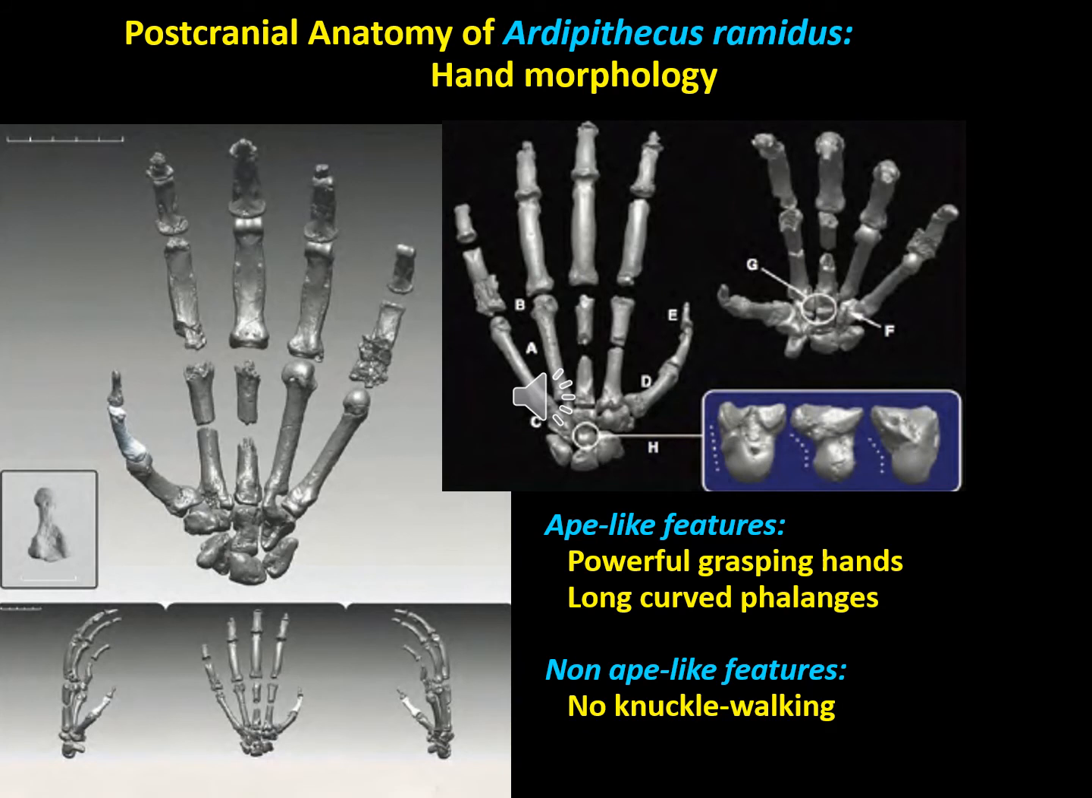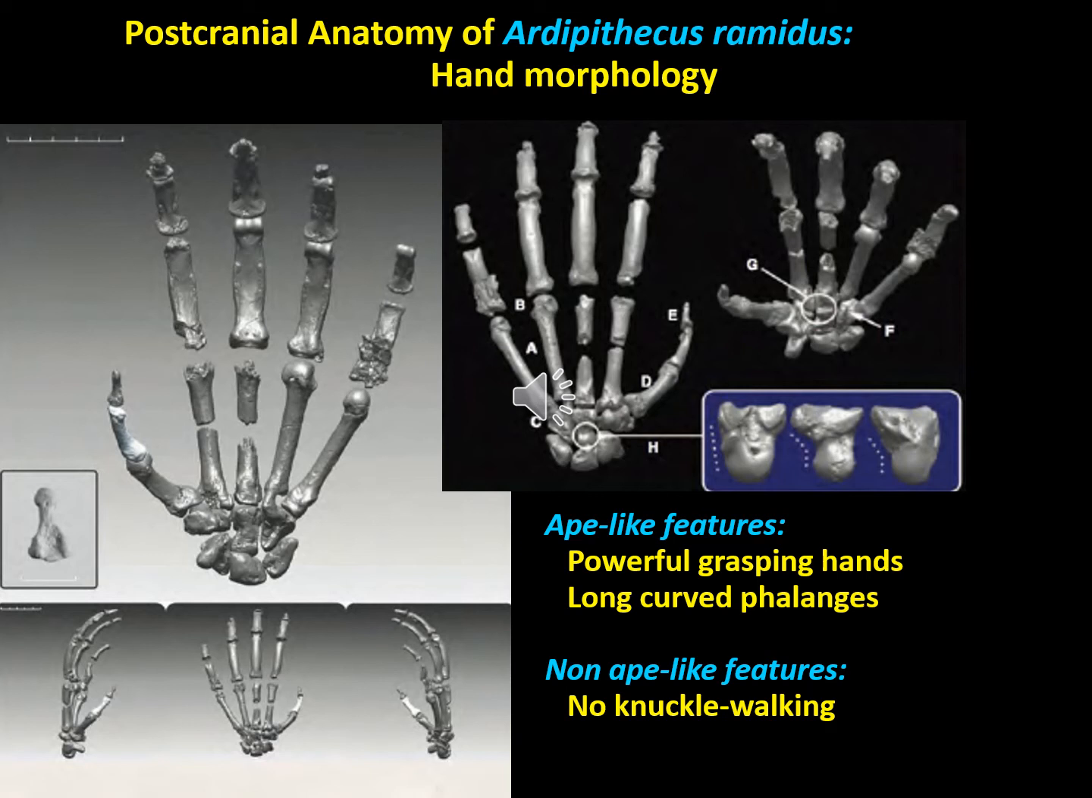When you look at the hand morphology of Ardipithecus ramidus, a number of things stand out. One is their hands look very powerful for grasping, and they have curved fingers. This typically happens when you're in the trees. When you're grasping on round branches, your phalanges, which are the last segments of your appendages, can bend and curve for grasping.